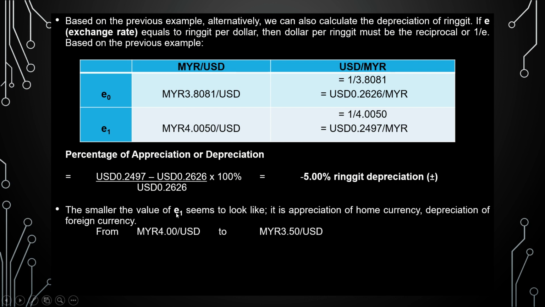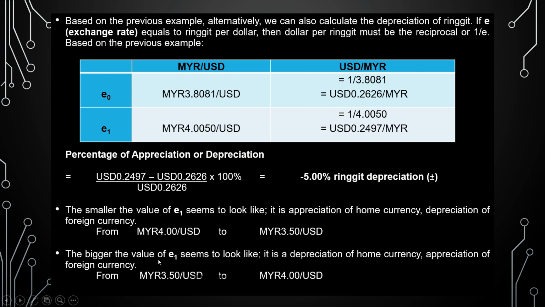Alright, let's take a look at this one. The smaller the value of the exchange rate seems to look, it is actually the appreciation of home currency and depreciation of foreign currency. For example, previously let's say the currency is 4 ringgit per 1 USD. Now it has changed to 3 ringgit and 50 cent per USD. What does it mean? Dia nampak the new exchange rate seems smaller. When the value looks smaller, it actually represents the appreciation of the home currency.